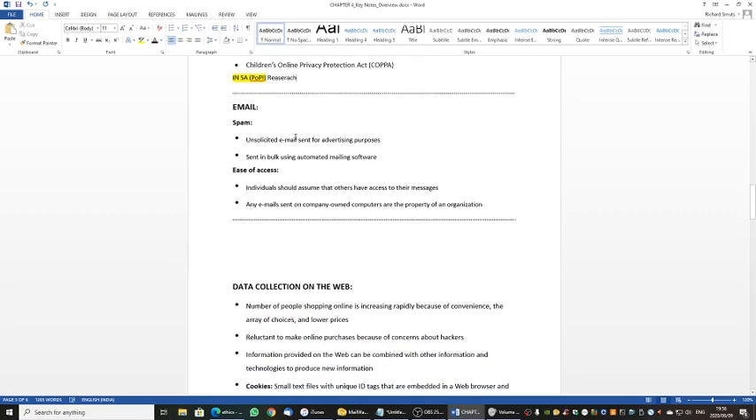This moves into email, where I'm sure we've all received spam, and that's regarded as unsolicited, unasked for email sent for advertising purposes. Generally, we know what it is, we recognize it, and we just ignore it. Be very careful of falling for any spam email. They are going to collect marketing information that in many cases will be used against your permission.